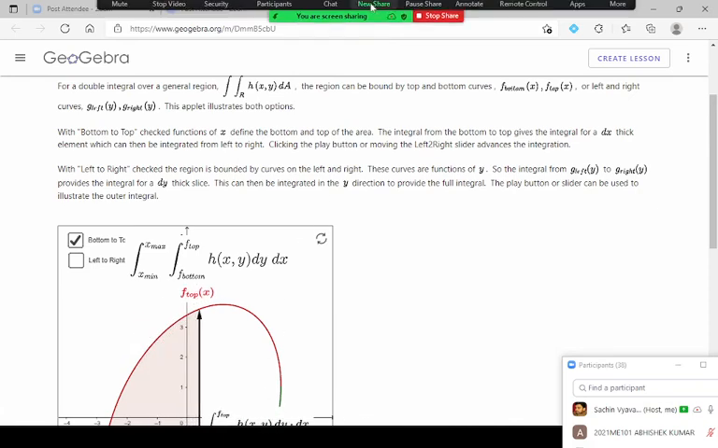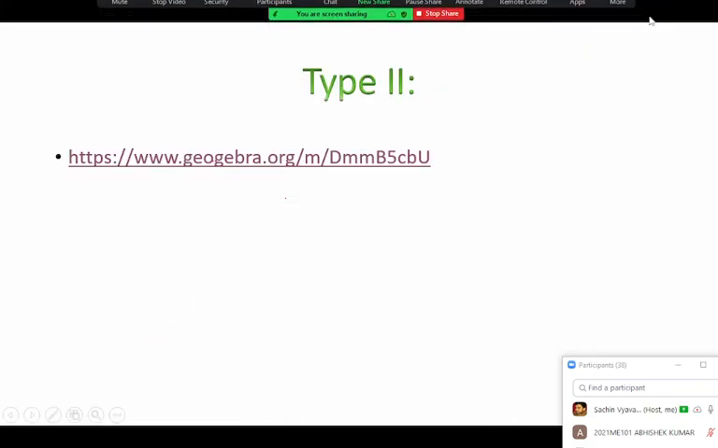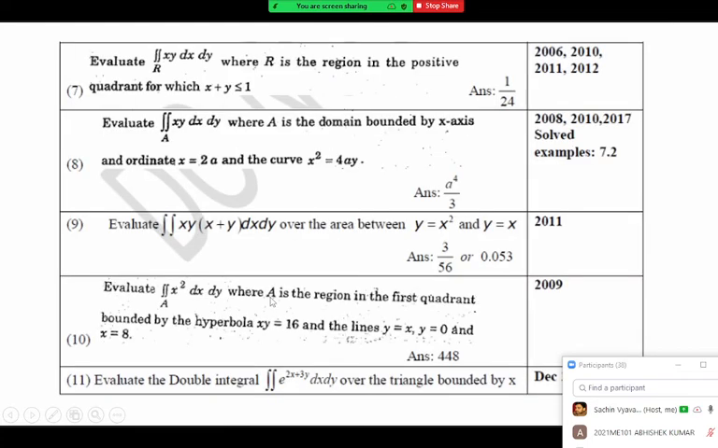So these are a few examples from your old question paper. We are going to see these examples one by one. So we'll take the next slide here. And here is the first example of type 2. Those who are interested, give the heading: type 2, when the limits of the double integral are not given. The important thing is you should be able to draw a rough sketch of the region first to get the limits.